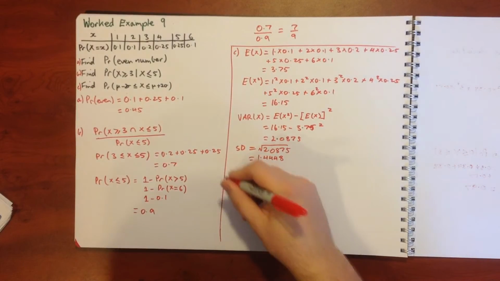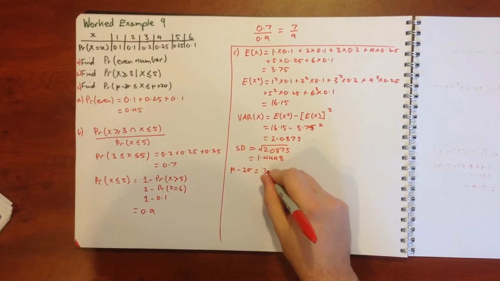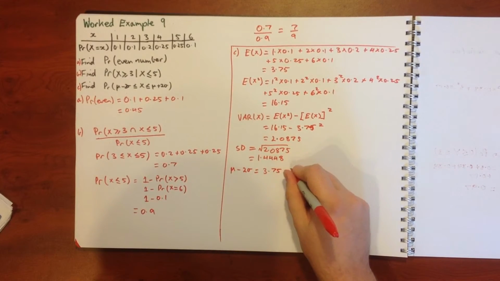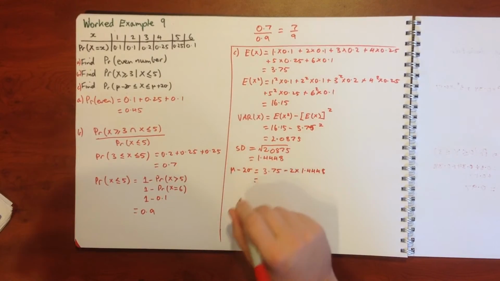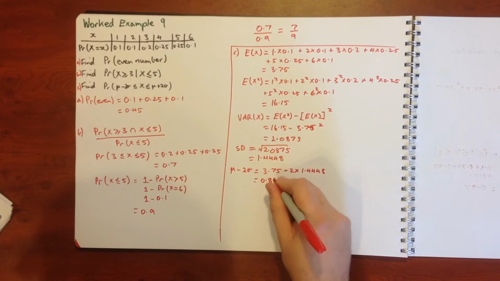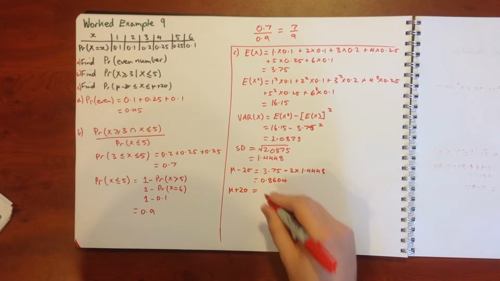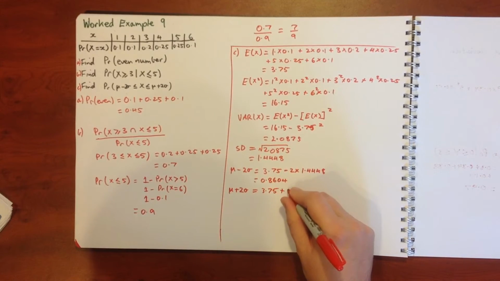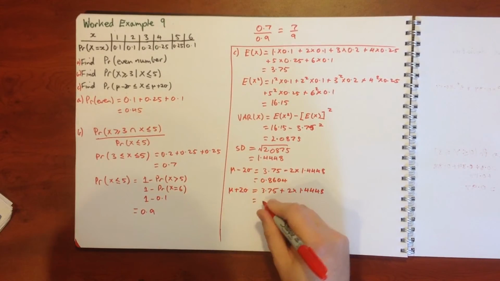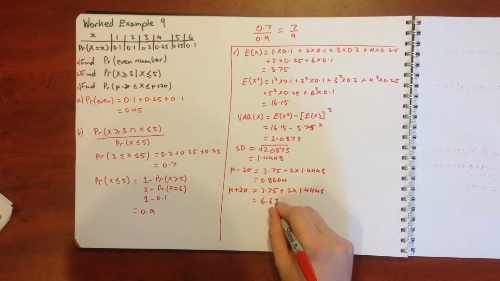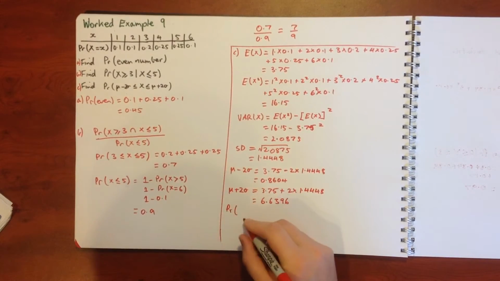Now we can look at our mu minus 2 sigma. That's our expected value, 3.75 minus 2 times 1.4448, which is going to equal 0.8604. And looking at our mu plus 2 sigma, which is 3.75 plus 2 times 1.4448, which is going to give us 6.6396.